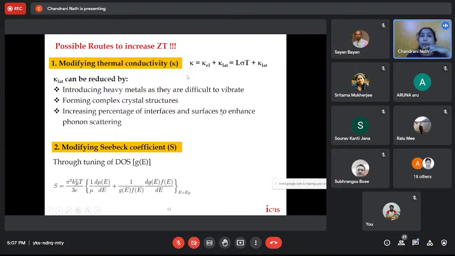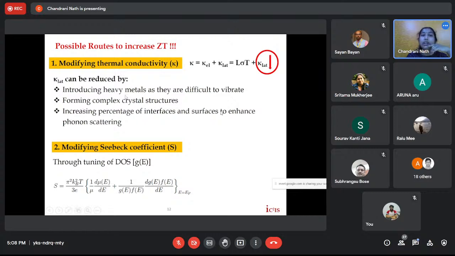We can modify the thermal conductivity. There is one term that we can play with, and that is the lattice part, the phonon contribution. How can we do that? By introducing heavy metals, as they are difficult to vibrate. If you introduce heavy metals, the phonons will not vibrate as easily. What do we mean by thermal conductivity? It is just the movement of phonons, the lattice vibrations. So if we have heavy metals, the phonon vibration will reduce, and in turn it will reduce the lattice contribution of thermal conductivity.